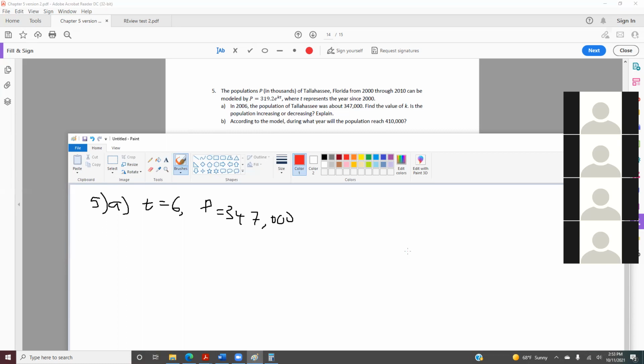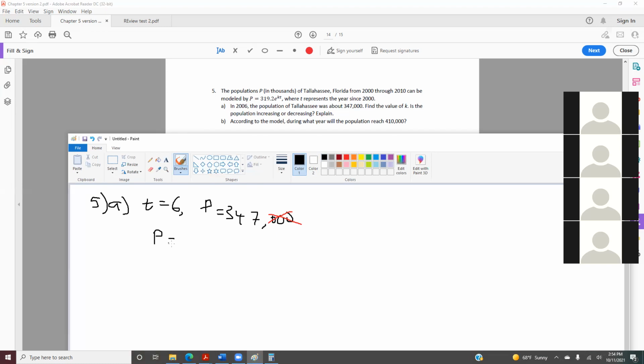You have to write 347.0. The reason is that P is in thousands here. If you put 347,000, you represent 347 million people. So you actually have to drop the 3 zeros behind. That's why when you do your homework it's wrong, because a lot of students put 347000 in here. So go ahead, plug this into this equation.